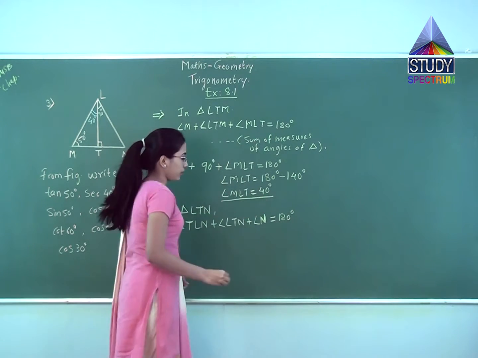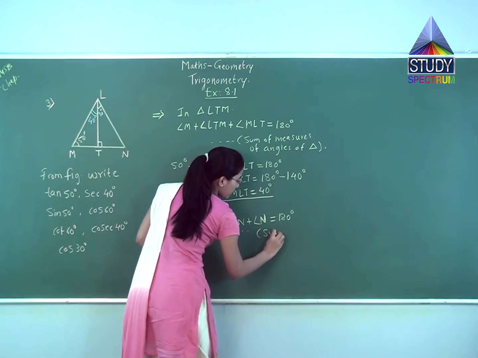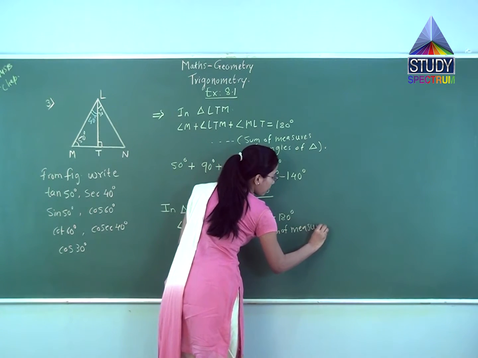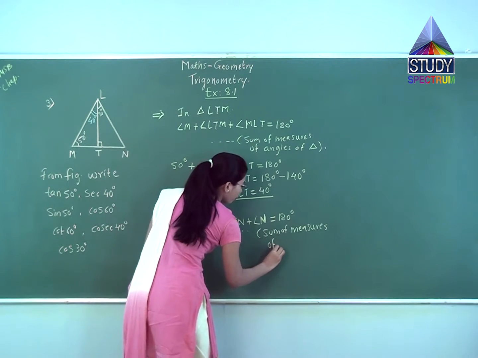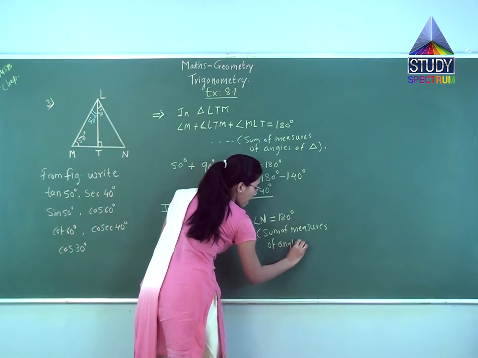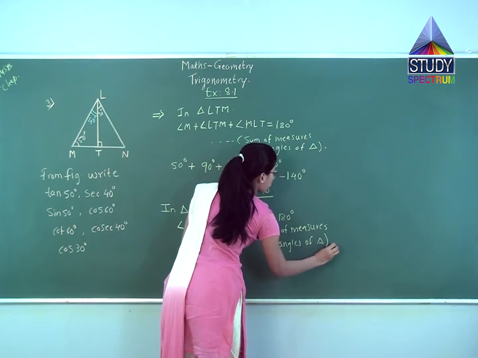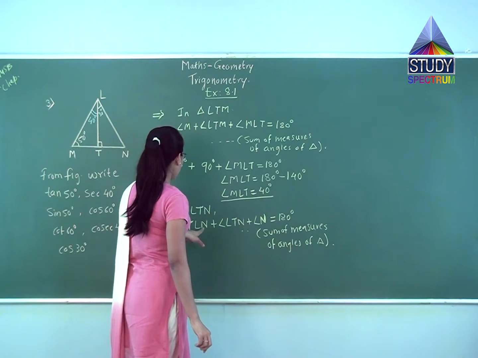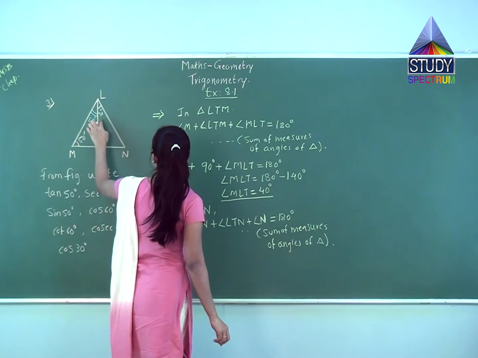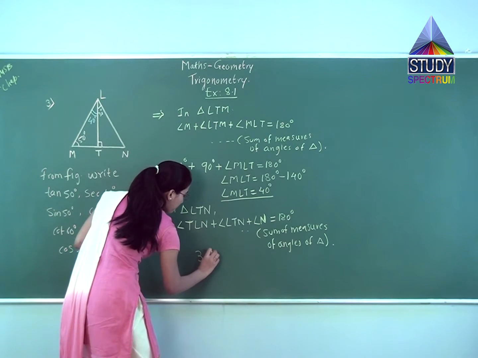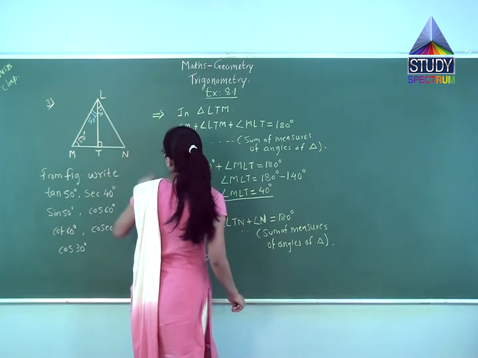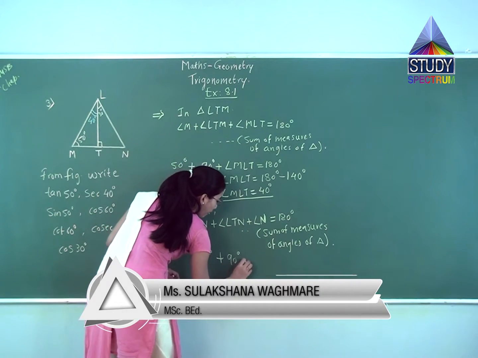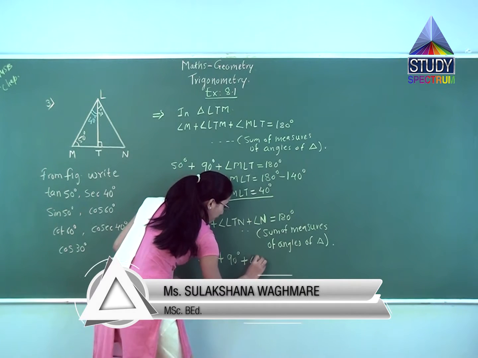Again we have to write the reason. So, sum of measures of angles of a triangle. So let us substitute values. Angle TLN is given as 30 degrees. Angle LTN, it is the perpendicular side, so it will be 90 degrees. And we have to find angle N.